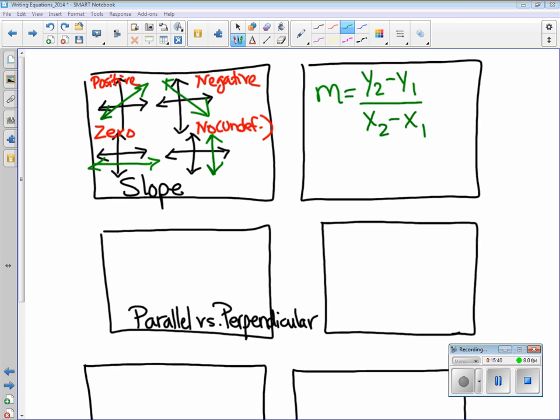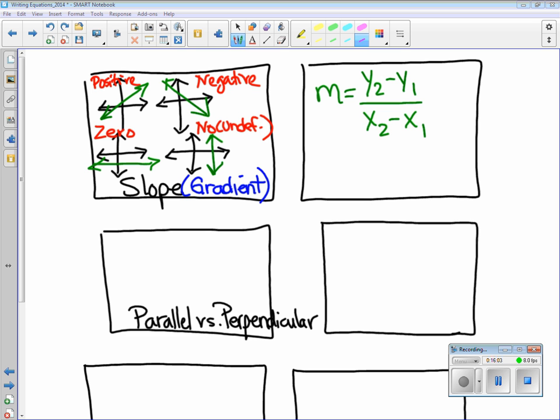What's the IB word for slope? Gradient. Please add that as well. You might want to put that maybe on the front here next to slope. You can put it on the back if you want. I don't really care, as long as you have the word somewhere and you know what that means. Gradient and slope mean the same thing.